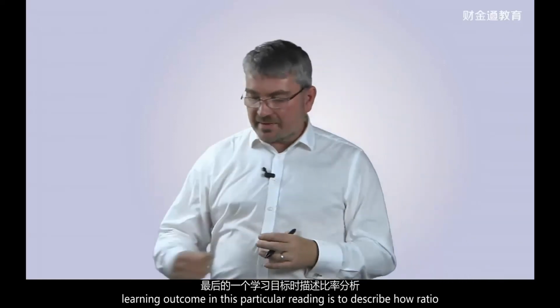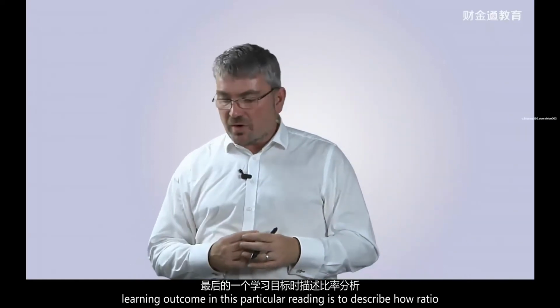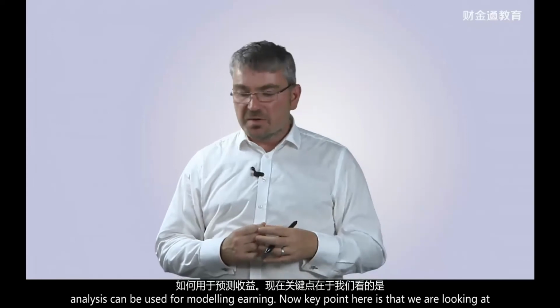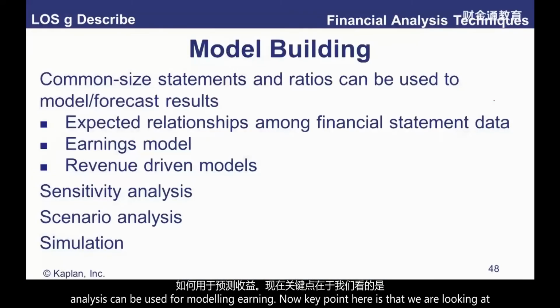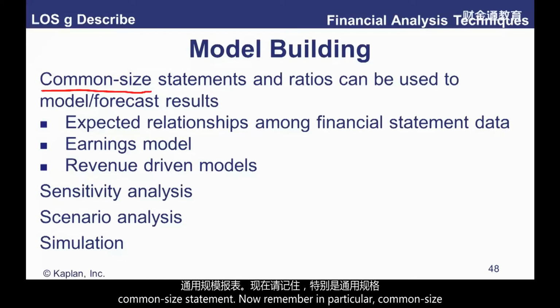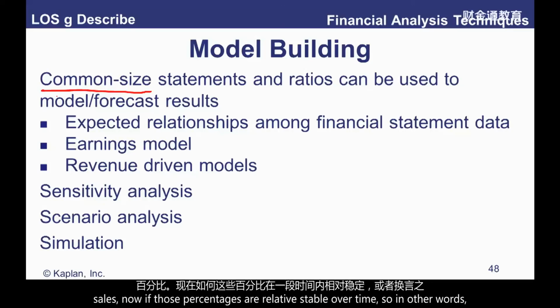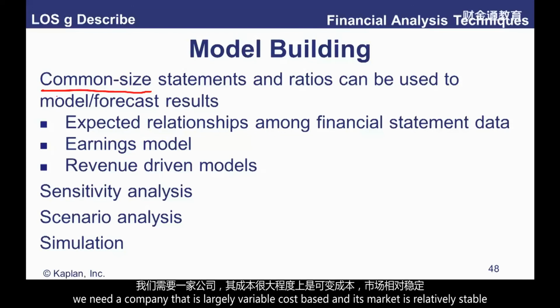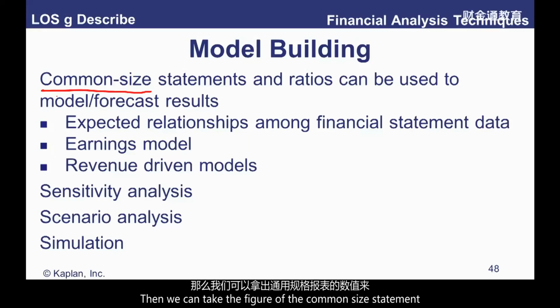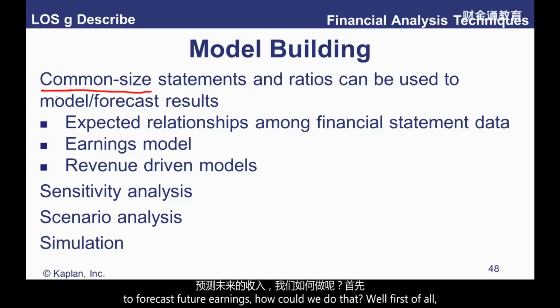Now, our very last learning outcome in this particular reading is to describe how ratio analysis can be used for modelling earnings. Now, key point here is we're looking at common size statements to do this. Now remember, in particular, common size statements, the ones we've encountered in the income statement, every item within that income statement was shown as a percentage of sales. Now, if those percentages are relatively stable over time, so in other words, we need a company that is largely variable cost based and its market is relatively stable, then we could take the figures from the common size statement to forecast future earnings. How could we do that?